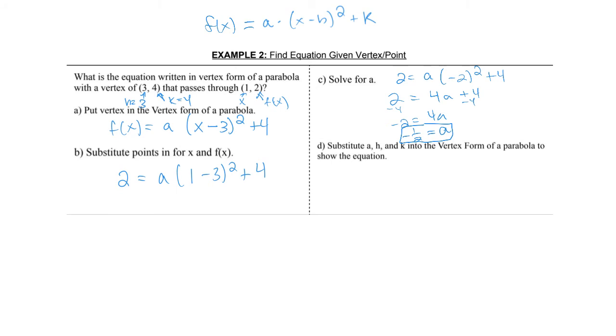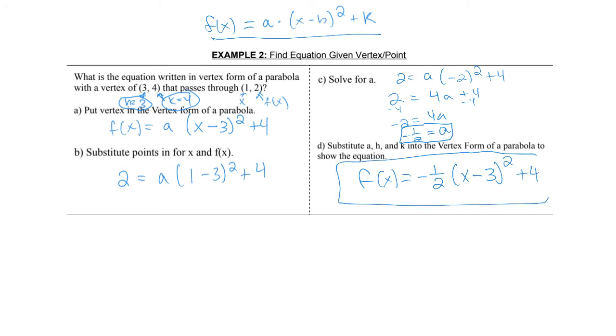And now we have our a, we have our h, and we have our k. So now we just need to substitute it into our formula up here. So f of x is equal to a, so negative 1/2, times x minus h. Our h is positive 3, so minus 3 squared plus 4. And there's our solution. Okay, so I want you to try number 3 on your own, which is the next one. So I'd like you to pause it now.